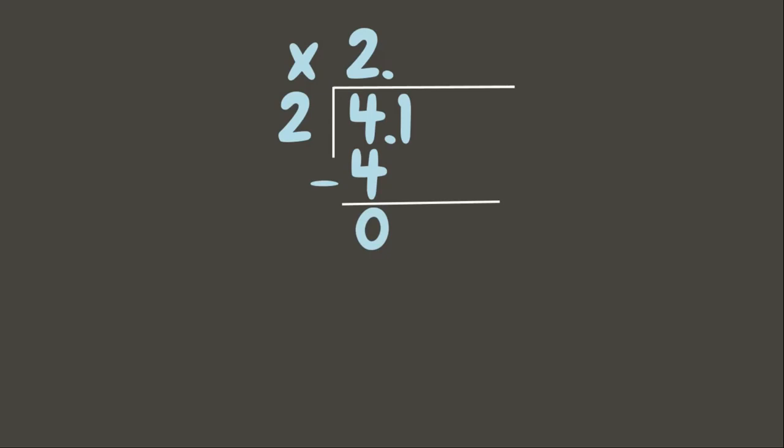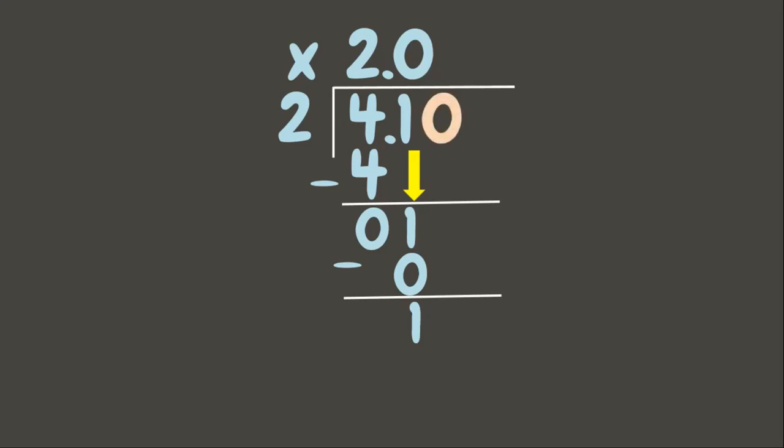Let's bring down 1. 1 divided by 2 is 0. 0 times 2 is 0. 1 minus 0 is 1. Since there is still a remainder in dividing decimals, we need to add zeros in the dividend. There. Now let's bring down 0.